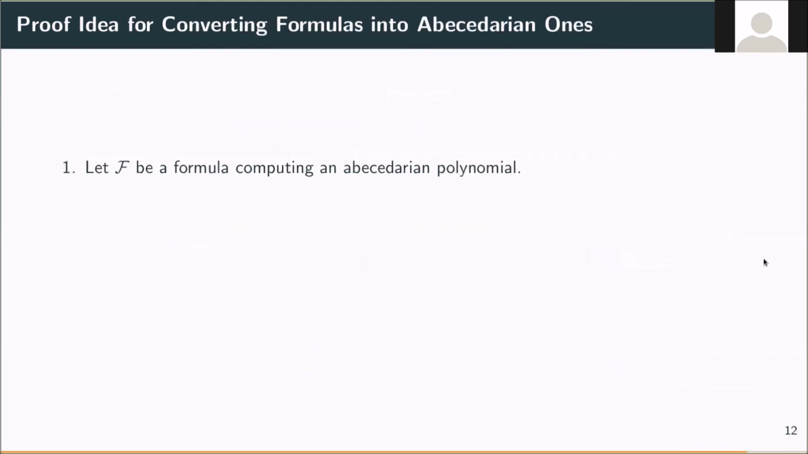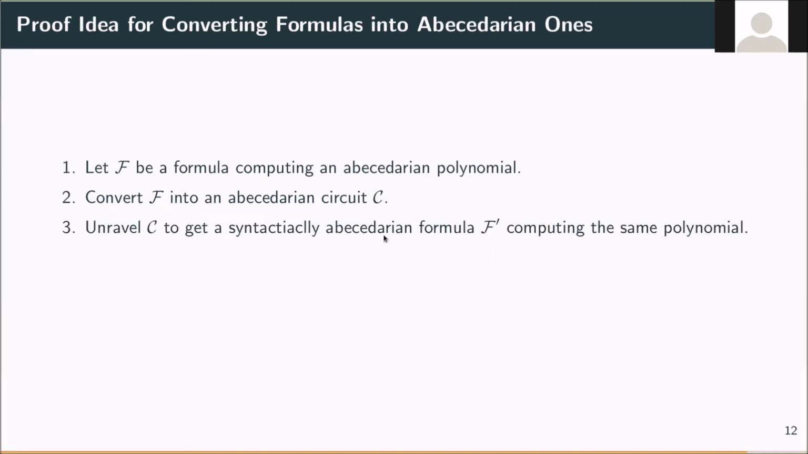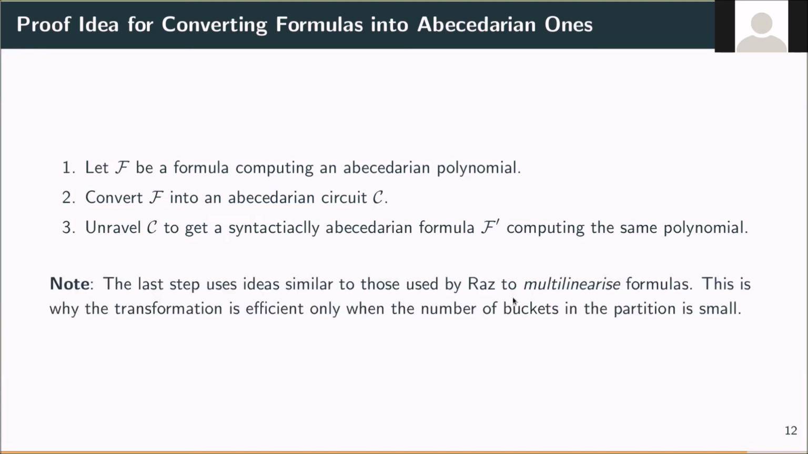Let us now move on to the proof idea of the other main theorem, where we show that formulas can be abecedarianized efficiently if the partition size is small. So this is relatively easy. We start off with an arbitrary formula computing an ABCD polynomial. We convert it to an ABCD circuit in the most natural way, and then we finally unravel this circuit to get back a formula. The analysis of the last step is the most non-trivial part of the proof, and it is along the same lines as Raj's proof of multilinearizing formulas.